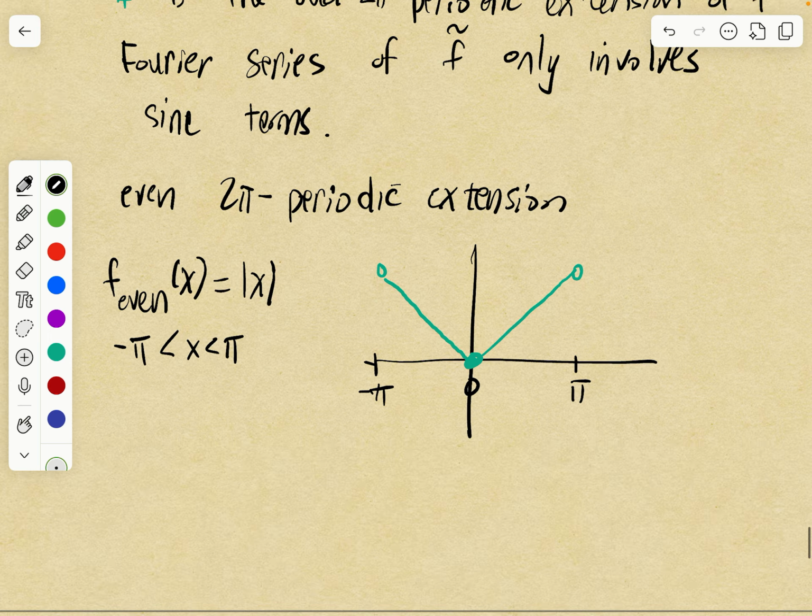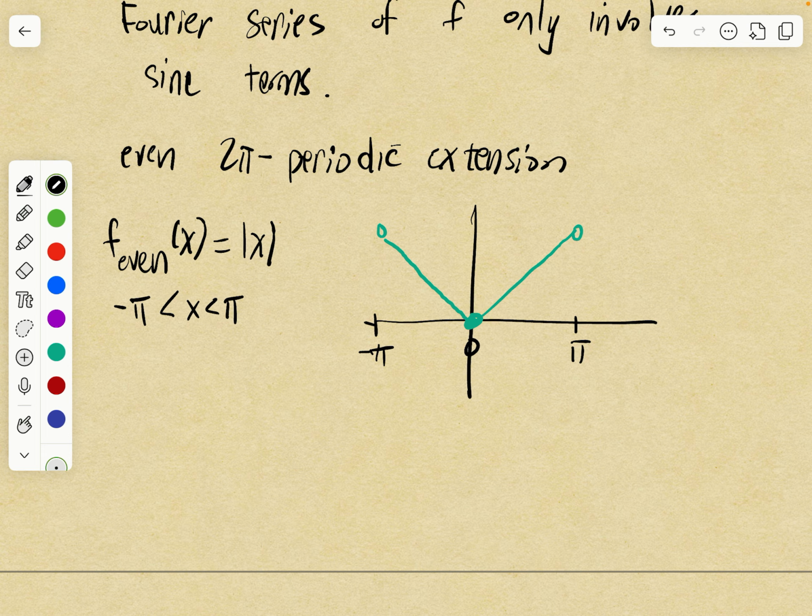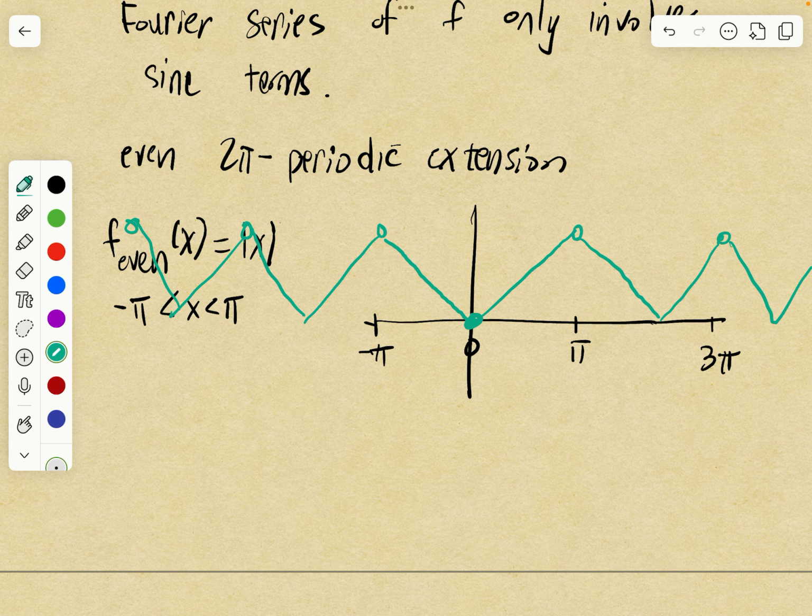Like before, now we have something that's defined from negative pi to pi, except this time it's even, and now we just do the same thing to make it periodic with period 2 pi. You just take this graph and shift everything to the right and left forever. So your whole function, instead of being just from negative pi to pi, is going to look like this. It's going to go like that forever.